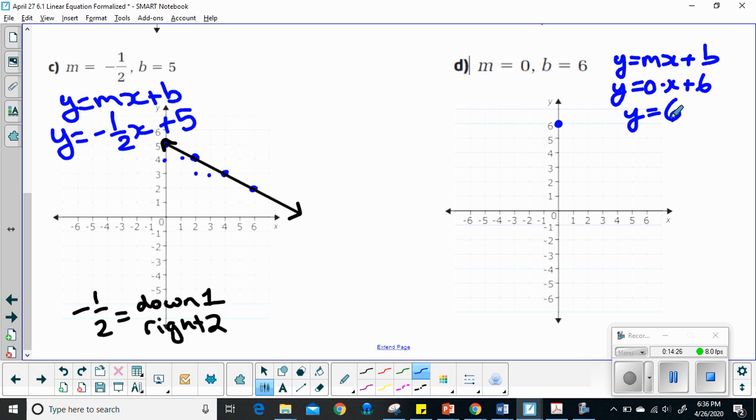So that means y is always 6. Slope of 0 means a nice straight line through 6. And again, it goes on and on and on, because lines don't end unless you're given an endpoint, a couple of arrows, and you got it.